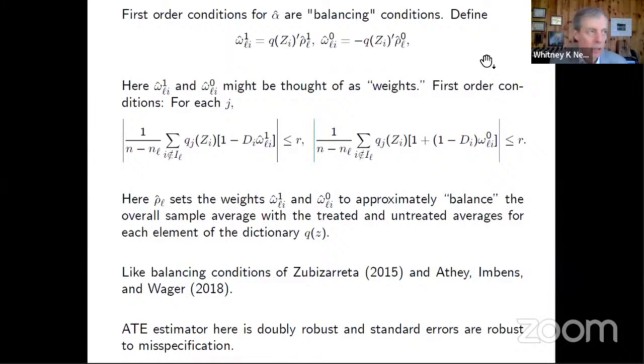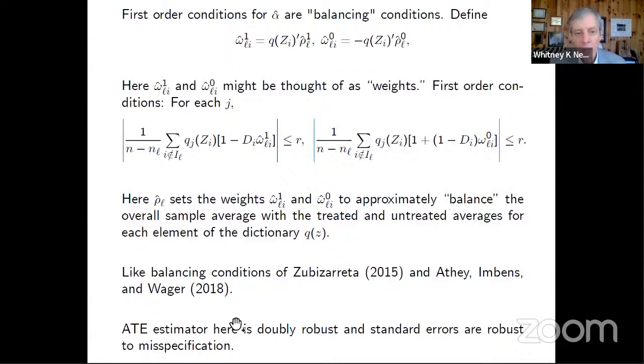There's a nice literature on trying to estimate treatment effects by balancing, by looking for weights that make the overall average of functions of Z look like the average times the inverse propensity score. And it turns out that this minimum distance lasso thing, its first order conditions are balancing conditions. So there have been whole papers written about that.